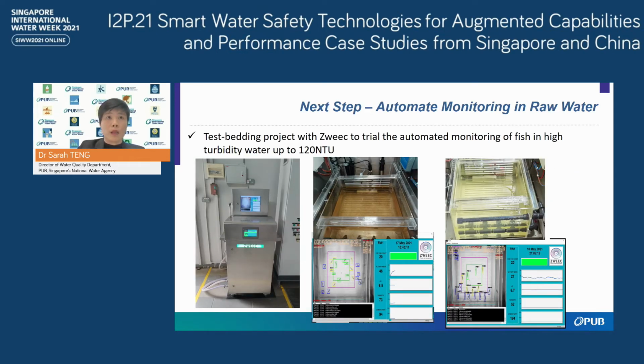Earlier, I talked about how we have currently deployed Aquatech in all our drinking water installations. But for the raw water, we are currently working with Ziwick. The challenge is to produce high-resolution images in a raw water context. So currently, in these test-bedding projects with Ziwick, we are deploying and validating it for raw water metrics up to 120 NTU turbidity level. The results so far have been very promising.